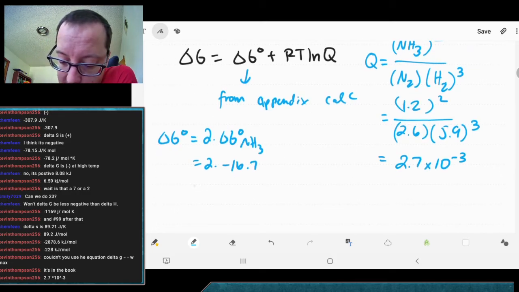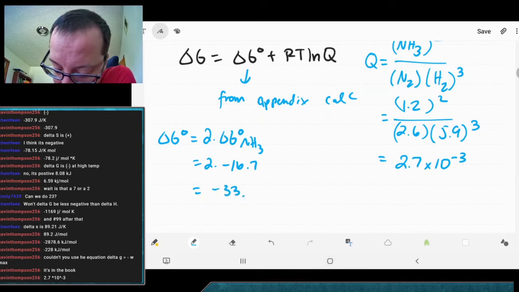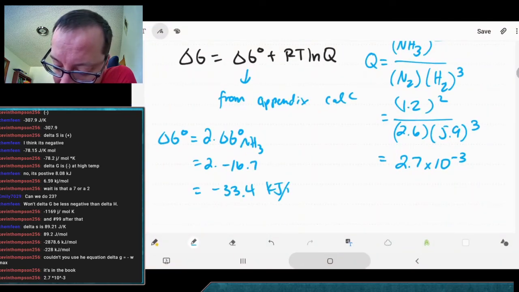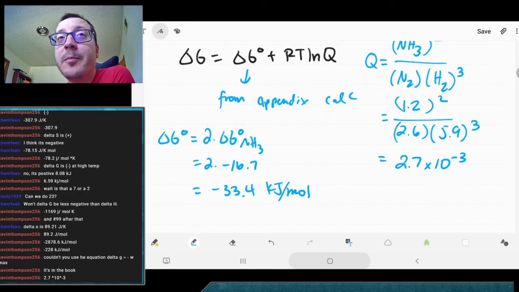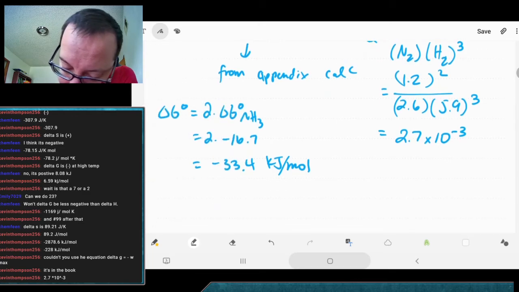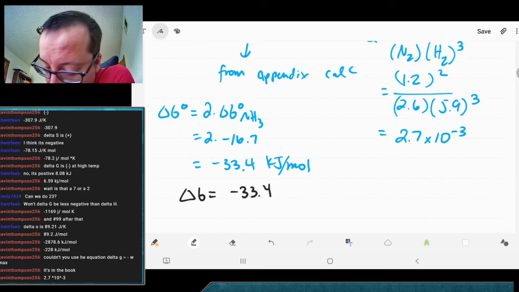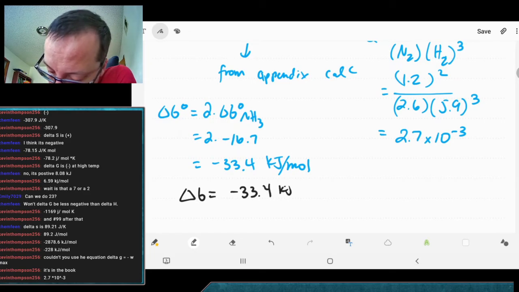I can do this one in my head, maybe. Negative 33.4 kilojoules per mole. Wait, we did this yesterday. I remember calculating that one. That number is familiar. So if we want to calculate delta G then, it will be negative 33.4 kilojoules per mole.